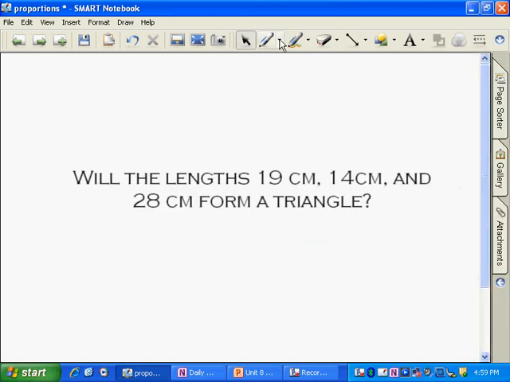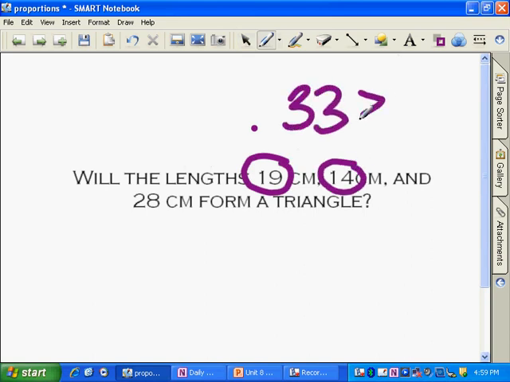So if I asked you the question, will the lengths 19 centimeters, 14 centimeters, and 28 centimeters form a triangle? The answer is yes, because 19 plus 14 is 33, and since 33 is greater than 28, yes, this will form a triangle.